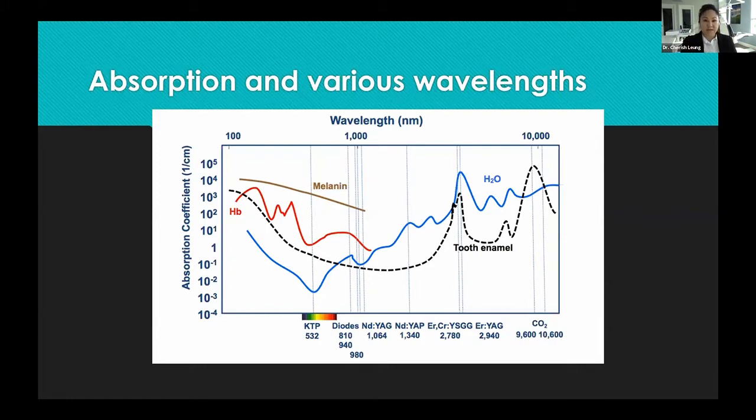So you can see here that basically what that means is that with different lasers, you can focus on different types of things. So right here, this color is the colored or visible spectrum. Diodes are right after that. So diodes focus mostly on pigment. So you can see melanin is really high here, and hemoglobin. You're gonna focus a lot on that, which is why they're fantastic for soft tissues.